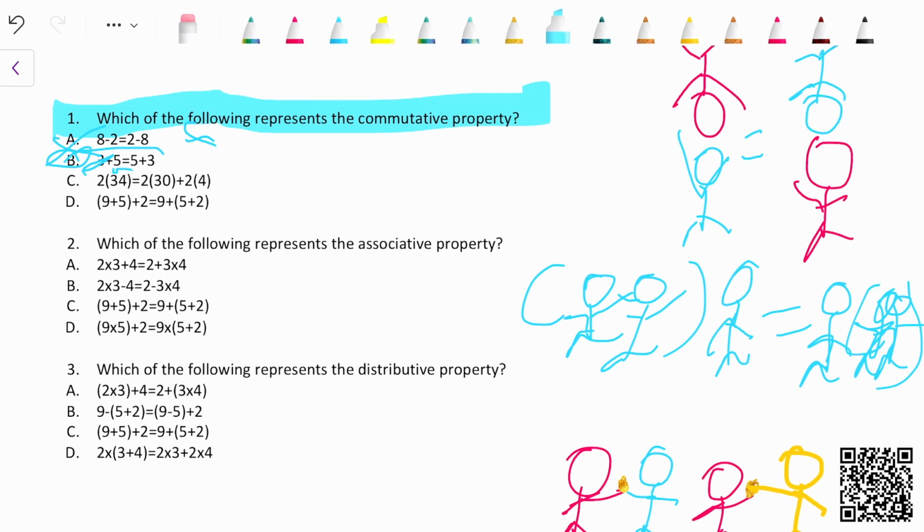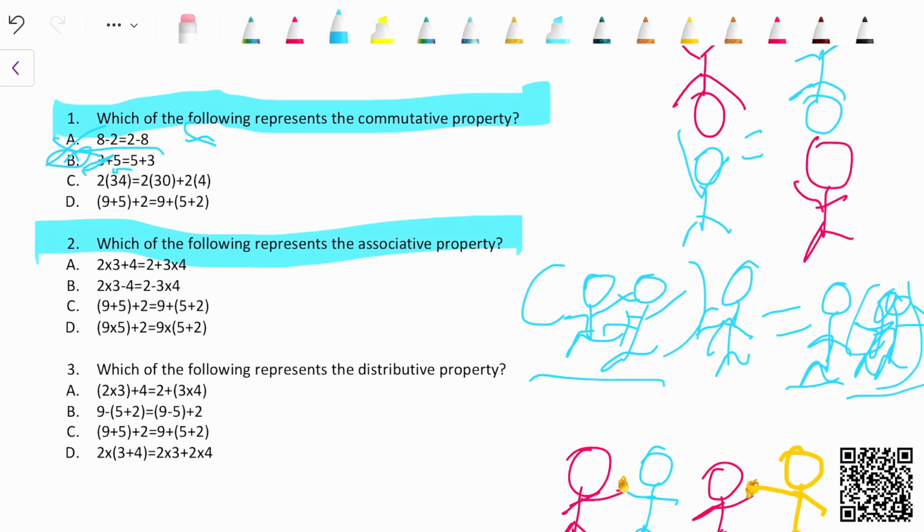Alright, now we're moving on to the associative property, which is number 2. Which of the following represents the associative property? The associative property is basically the parentheses property, quote unquote. So you can do parentheses on this side equals parentheses on that side, like in this little picture. Let's just add an addition sign in these. So basically this plus this in parentheses plus this equals this plus this, these two in parentheses as well. So it's basically like that.